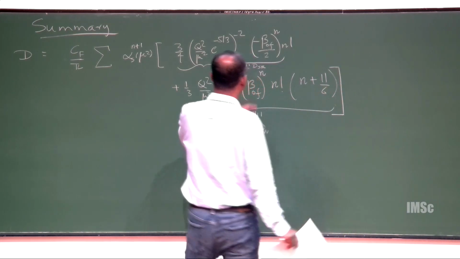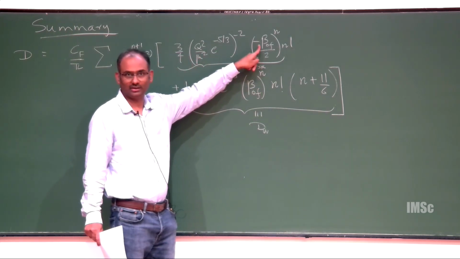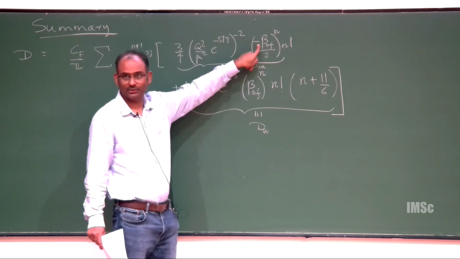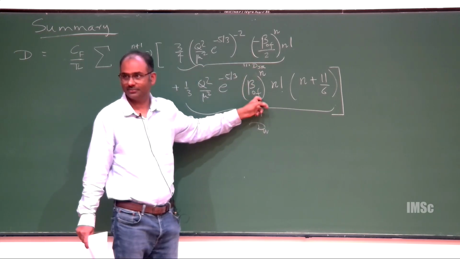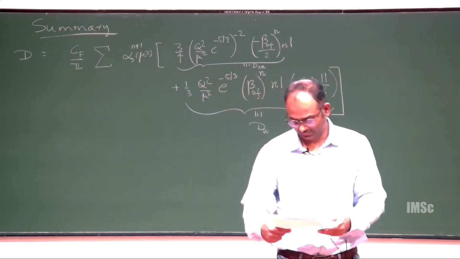Okay, and we also see that here there is a negative power, so you have an alternating series, so (-1)^n here. This one does not have it. Okay, these are some of the features which are present in front of us.